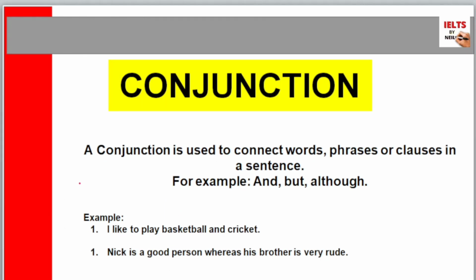Moving ahead, conjunction. A conjunction is a word that is used to connect words, phrases, or clauses in a sentence. We also call them connectors. For example, look at the first one. I like to play basketball and cricket. So and is joining basketball and cricket. So and is a conjunction in this one. Next sentence, Nick is a good person, whereas his brother is very rude. So Nick is a good person is one clause and his brother is very rude is another one. And this word whereas is joining these two. So this is a conjunction in this one. Any connecting word that joins two or more words, phrases or clauses in a sentence is called a conjunction.